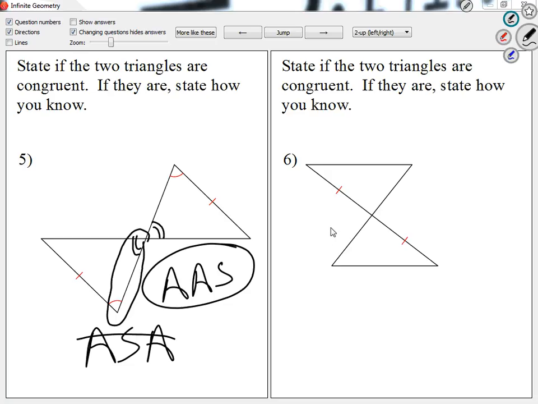Alright, question number 6, we can mark that angle with this angle because they're vertical. Are those congruent? If they are, how do you know? Angle, side, angle? So you're looking at two angles on each triangle. Not congruent. If you notice, each triangle only has two markers. One angle and one side. We need 3. So 2 is not enough.